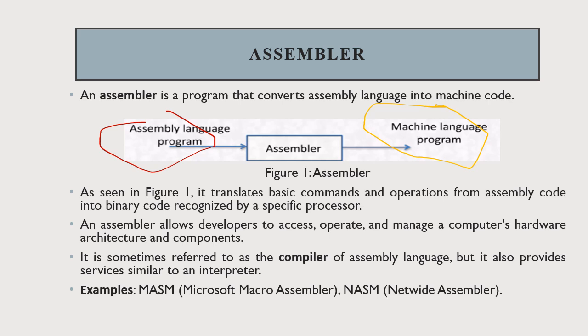So this assembler is sometimes referred to as compiler of assembly language because it provides services to an interpreter. Examples include MASM, which is Microsoft Macro Assembler, or NASM, which is Netwide Assembler. These are some examples of what an assembler is.